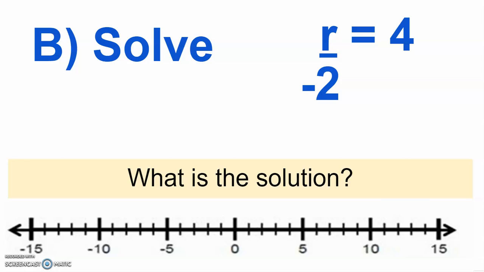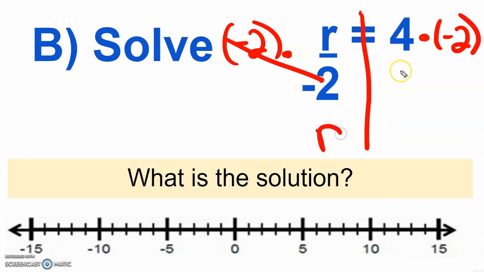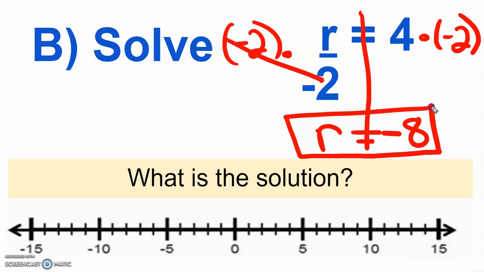All right, here's another equation. You know how to do this. To get rid of divide by -2, what do we do? Multiply by -2, on both sides, of course. On the left, we get r by itself. On the right, we get -8. And in the middle, we have an equal sign telling us r is equal to just the number -8.